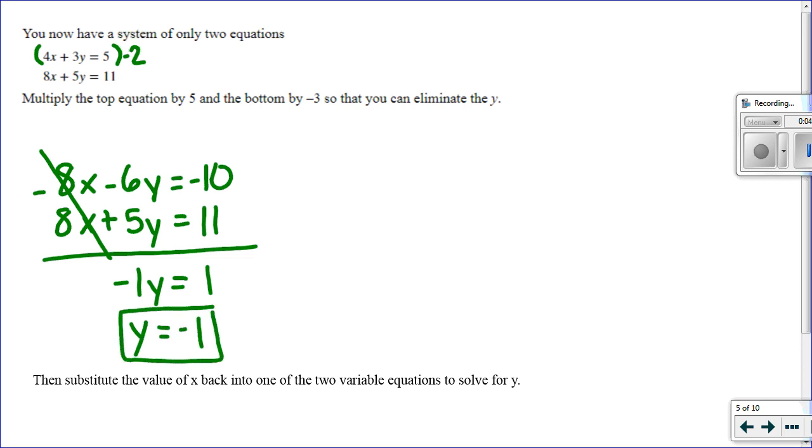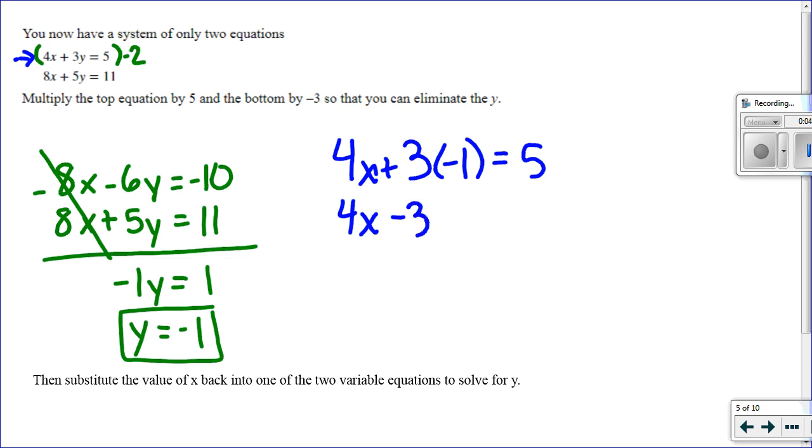So now I have a value for y. So now we're back to just figuring out our x and y like we were when we were doing that regular old systems of equations. So now I can substitute that back in and find my x. I'm going to substitute that in whichever one I'd like. The first one seems a little bit easier to me. So I'm going to go 4x plus 3 times negative 1 equals 5.